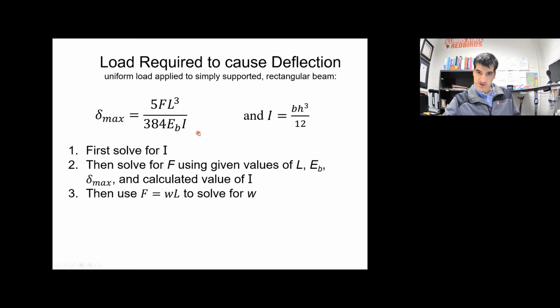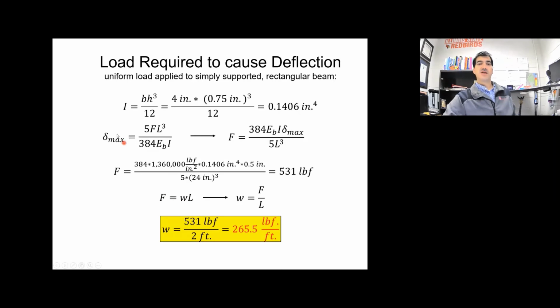But we're going to need the moment of inertia, right? So we solve for the moment of inertia, and then we can solve for F, because we're asked what it's going to take to get this to deflect by 1/2 inch. And once we have F, then we'll use this equation to solve for the uniformly distributed load, W. So that's our plan. Got to find the moment of inertia first. This is the exact same as in problem number 3, the previous problem, so it's still 0.1406 inches to the fourth.